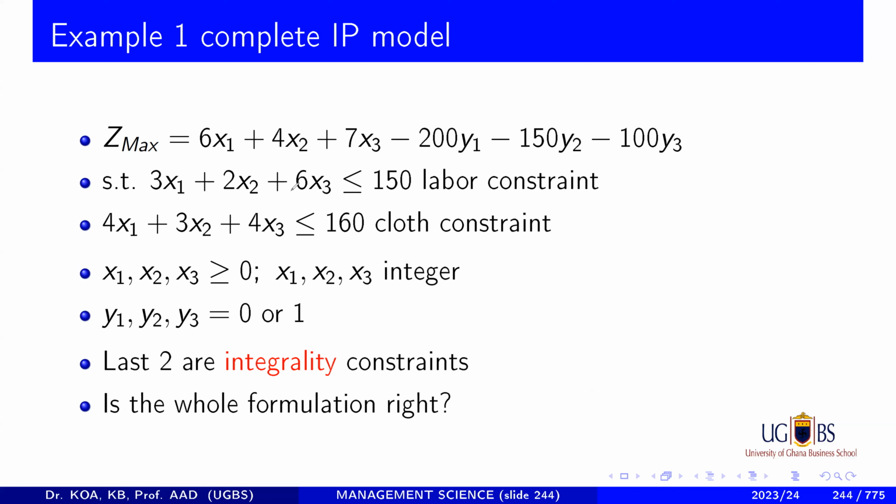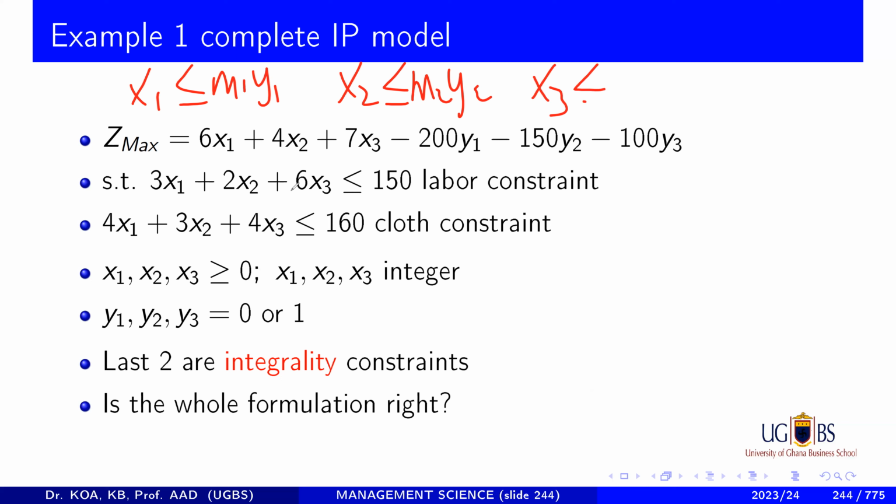So we are going to find x1 less than or equal to m1 y1. We're also going to find x2 less than or equal to m2 y2. We're going to find the value of m2. Then we're also going to find x3 less than or equal to m3 y3. In all of them, what we are doing is finding the m's. Why? Because the m's will give us the upper bound, the highest value that the x's can take.